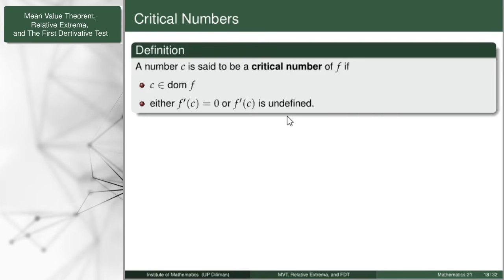Instead of calling those things that have 0 as their derivative or undefined as relative extrema, let us call them a critical number. Critical numbers are numbers in the domain. Of course, it should be in the domain because relative extremas are attained points, and that it satisfies the property that we have before, that the derivative is 0 or undefined.